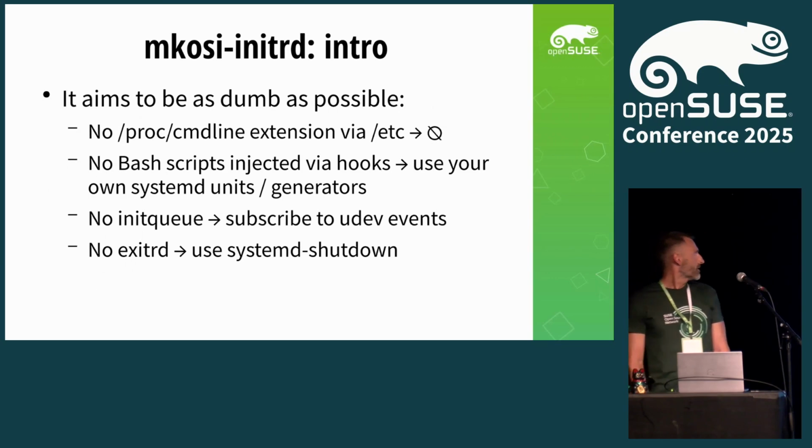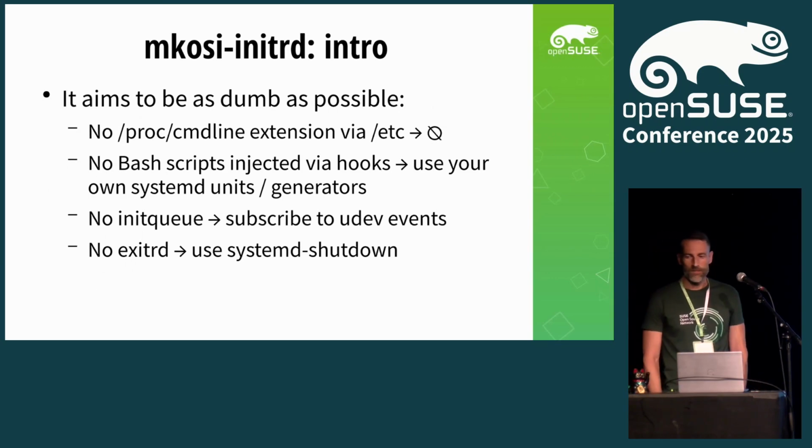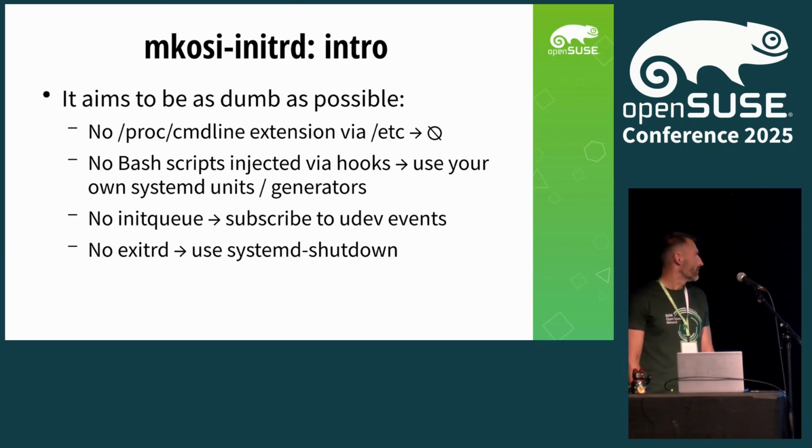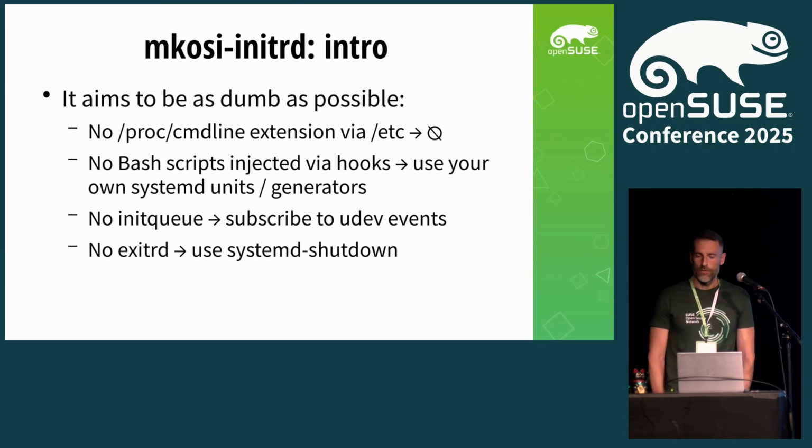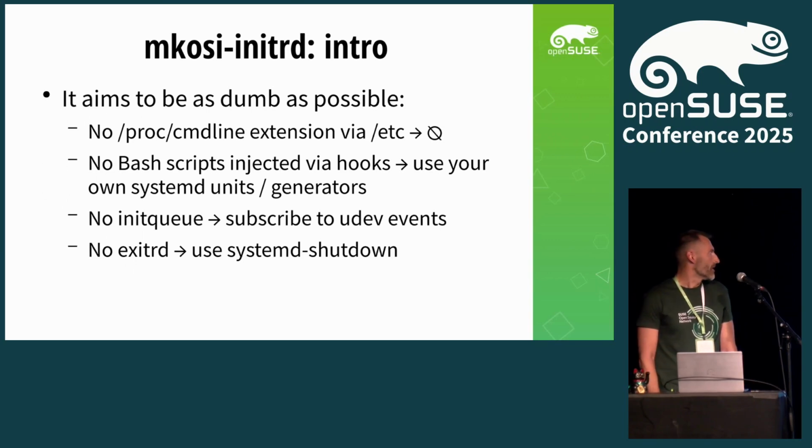So the main goal is to be as dumb as possible. I mean, if some specific functionality has to be implemented, it must be elsewhere on any specific package, not in mkosi-initrd. So there is no extension of the kernel command line via etc. That only works with dracut. In fact, right now, the systemd units and generators ignore this extension made by dracut. So there is no real alternative. I mean, maybe using temporary files, but not extending the current command line.